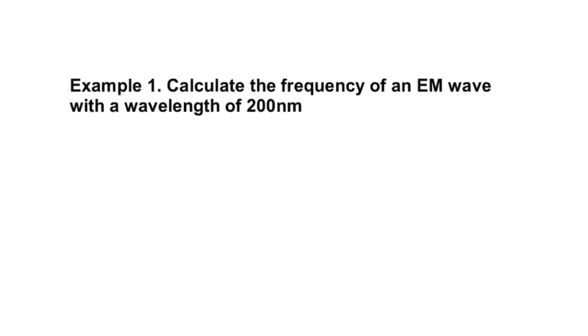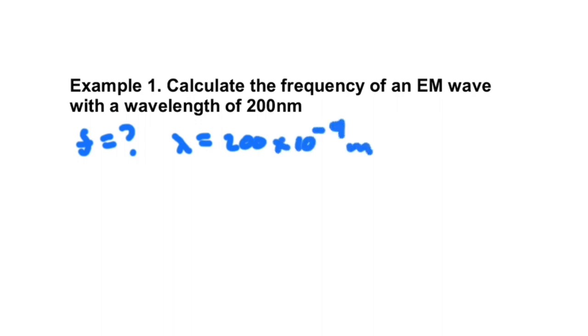In this example, calculate the frequency of an EM wave with a wavelength of 200 nanometers. So what are we interested in? The frequency. What do we have? The wavelength. The wavelength is 200 nanometers, so that is the same as 200 times 10 to the minus 9 meters. But we also have the speed, c, which is always equal to 3 times 10 to the power 8 meters per second. So we always have the speed with EM waves. Don't forget that.